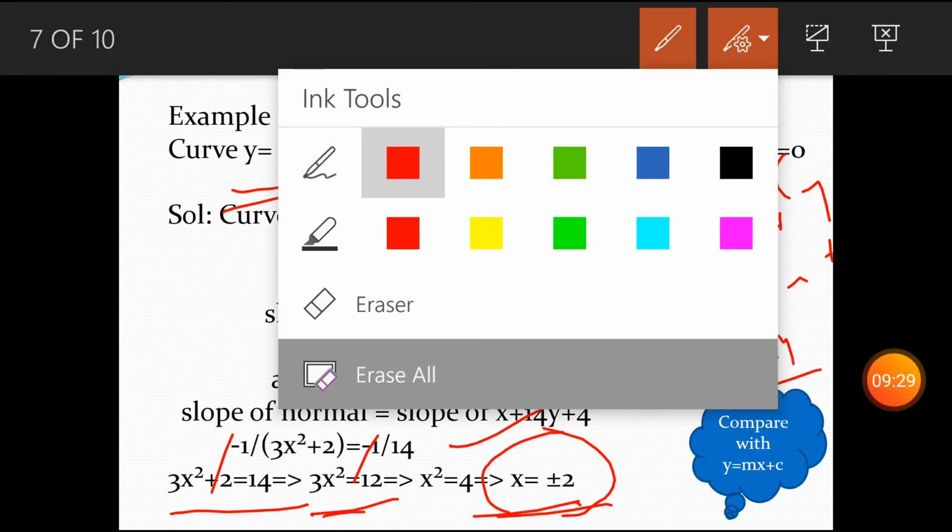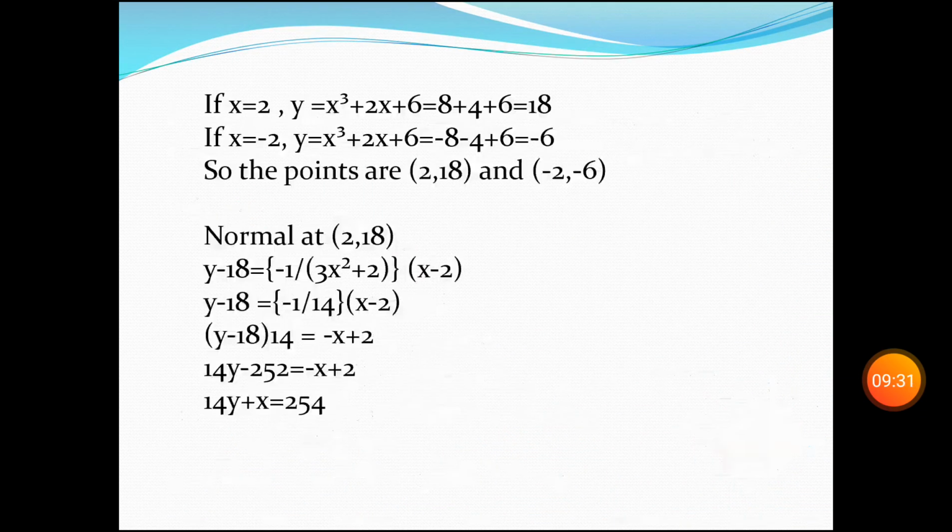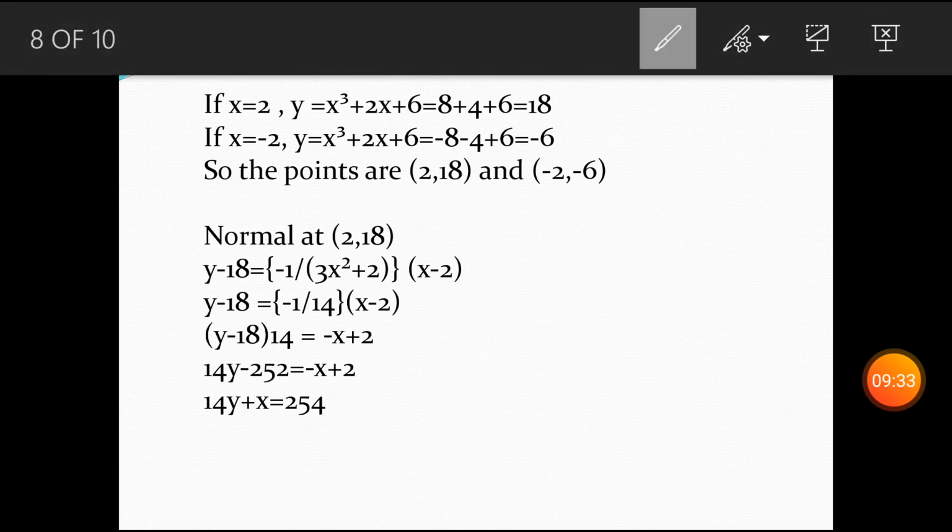In the next slide you can see that as x has two values, for x positive 2 we got 18, and for x negative 2 we got minus 6. Again, keep a copy and pencil in your hand and calculate it, then only you will be able to understand. Again I am reminding you. So we got 2 points, (2, 18) and (minus 2, minus 6).